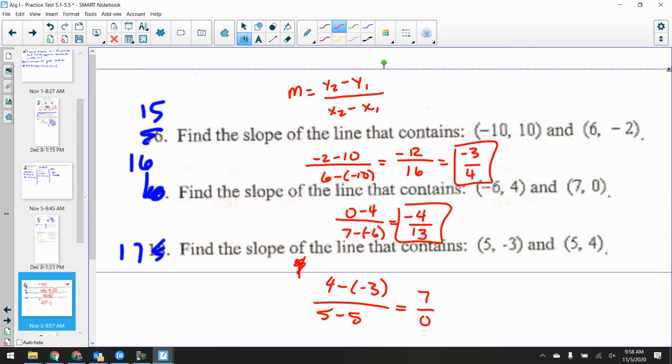What's my slope? Undefined. Thank you. What's 7 divided by 0? It's error. It's undefined. It's not 0. It is undefined. But what if it's 0 divided by 7? Because if it was 0 divided by 7, then it would be 0.